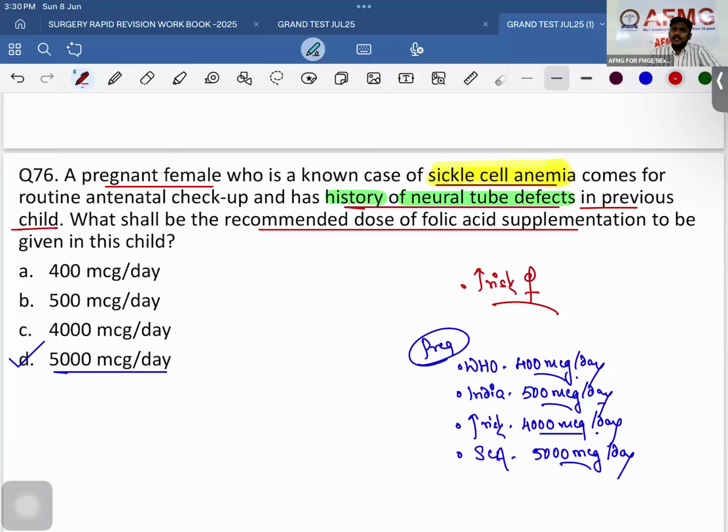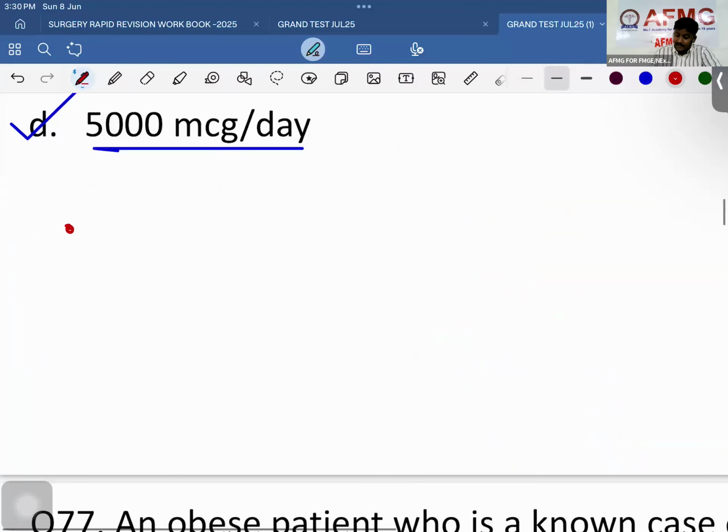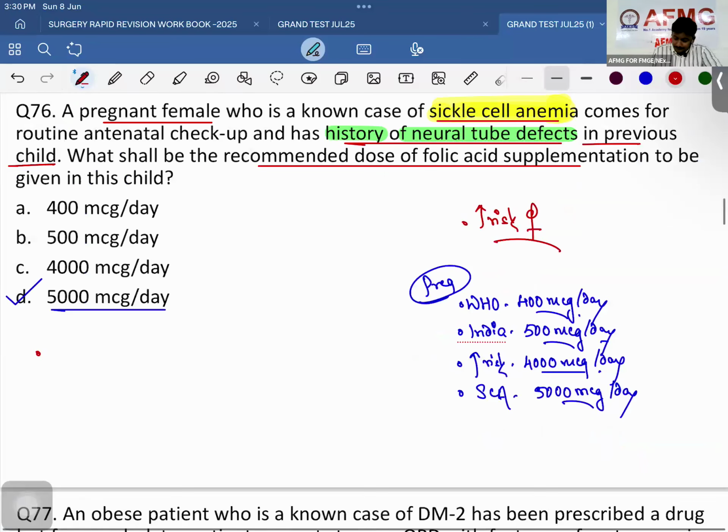Basically, if they are asking you about the folic acid supplementation that you usually give, then you can mark it as 500. But if they ask you about the folic acid recommended dietary allowance, then you have to mark 400. RDA जो होता है, that is 400. ठीक है?